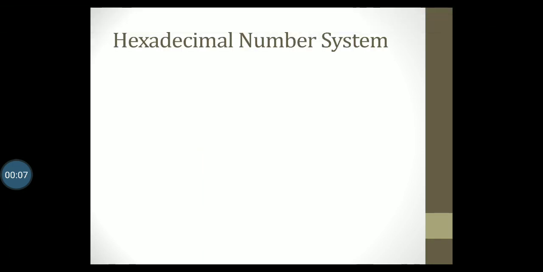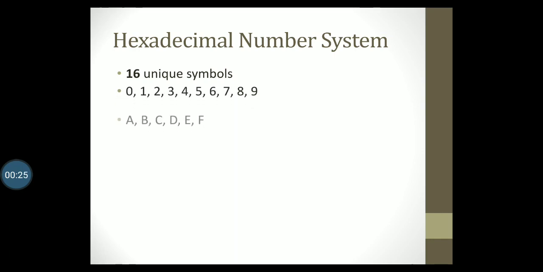The next topic under number systems is the hexadecimal number system. Although it is more complicated than the octal number system, it has become the most popular means for direct data entry. It is made up of 16 unique symbols: the numbers 0 to 9 plus the alphabets A, B, C, D, E, F.